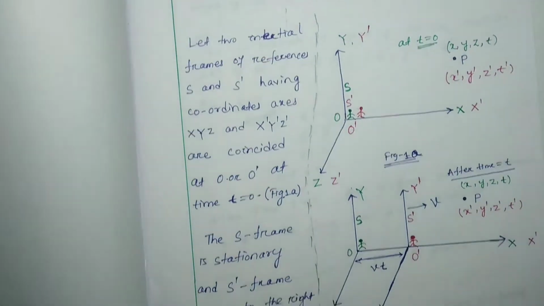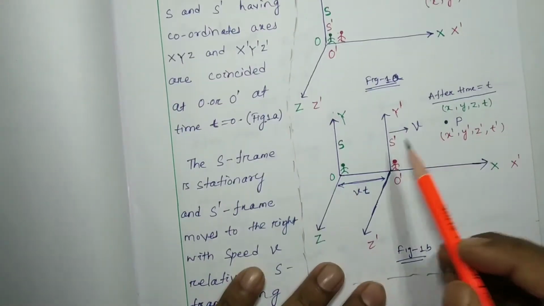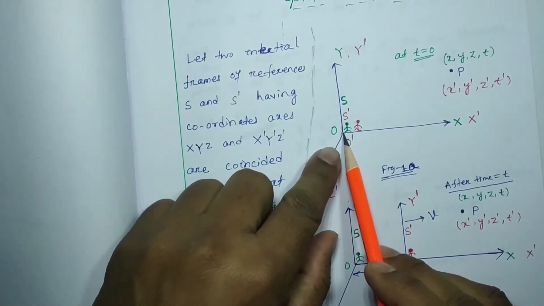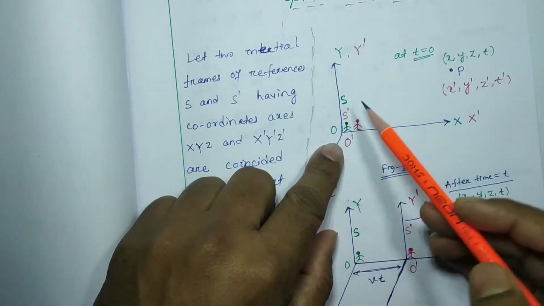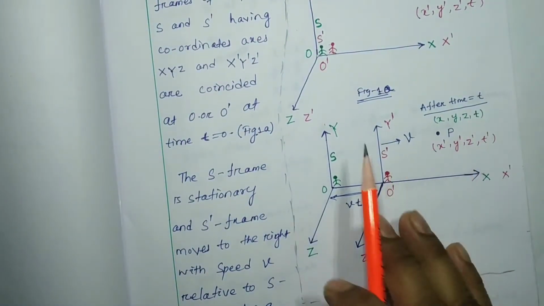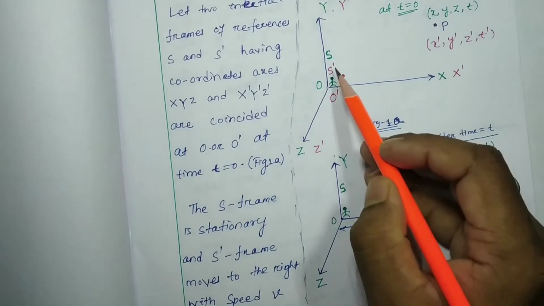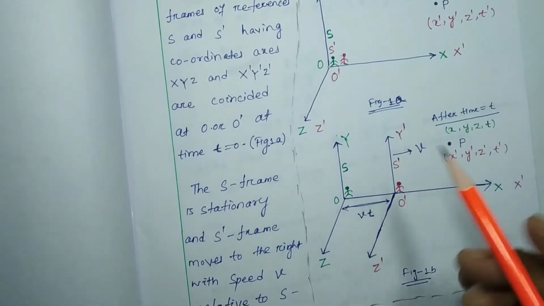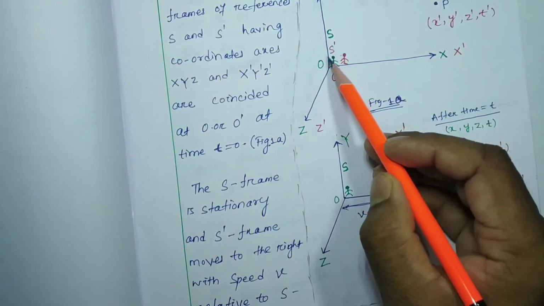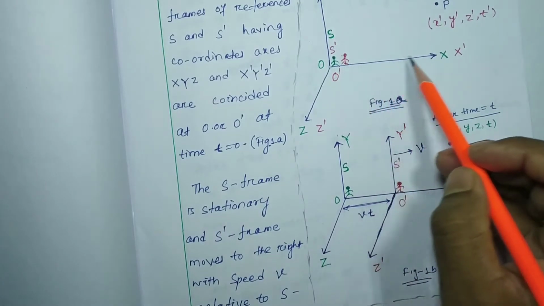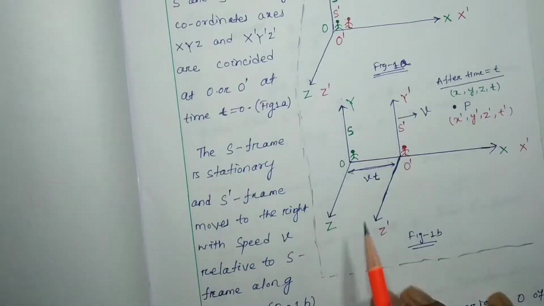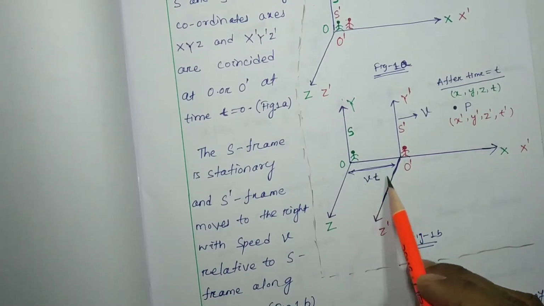Now consider a situation where, initially at t equal to 0, both S and S dash coincide at this point O or O dash. When time lapses, after some time t, the S dash frame has moved a distance with a velocity v. That means we are considering that the S frame is stationary and the S dash frame is moving towards the positive x-axis direction with a velocity v. After time t, the distance covered will be v into t.